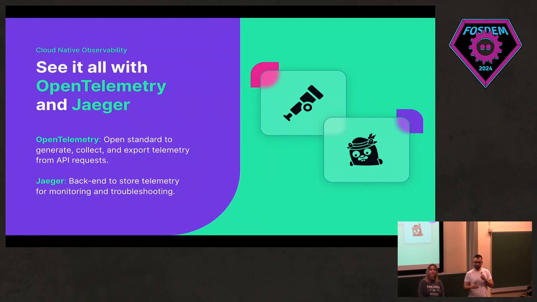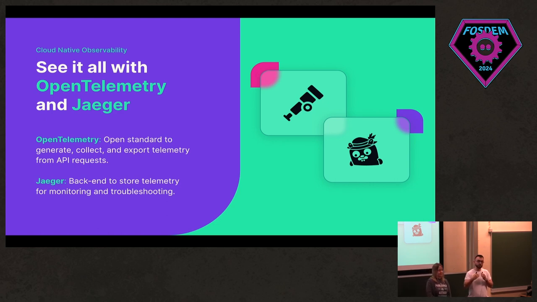OpenTelemetry is an incubating project. Jaeger is a graduated project, so they're all fully open source, supported by the CNCF. Now, the specifics are that you use OpenTelemetry as the open standard. We're very focused on open standard for the whole dev room today. So once again, it's an open standard to generate, collect, and export your telemetry. Remember that part. It's a bunch of libraries and APIs that help you generate, collect, and export telemetry.